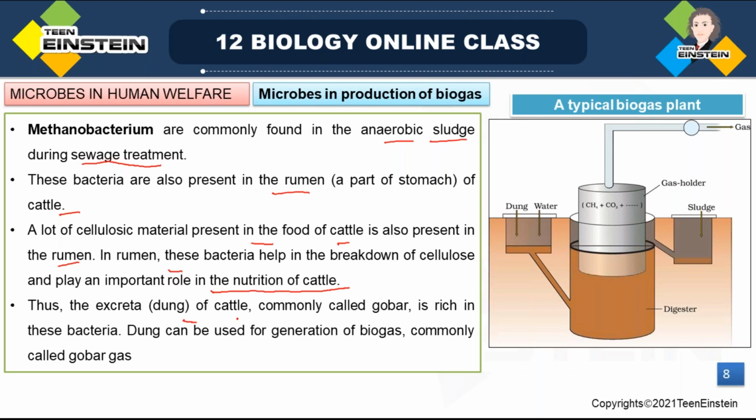Okay, so the excreta or the dung of that cattle, mainly in cow we can say cow dung, is commonly called gobar. That is very rich in these bacteria, and this dung can be used for the generation of biogas, commonly called gobar gas. So with the help of cow dung, they can generate biogas. If in one home there are cows, with the help of that cow dung they can generate the biogas that is commonly called gobar gas.